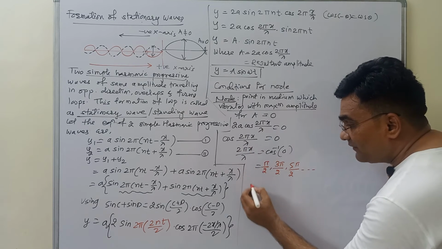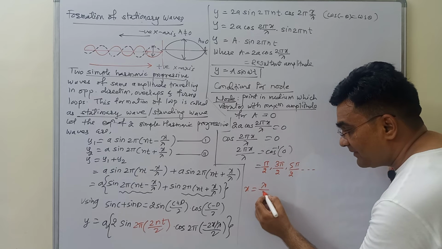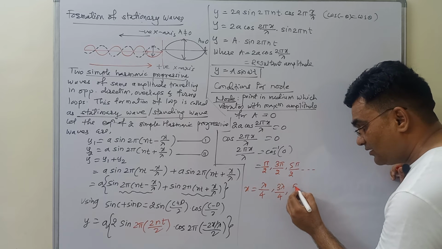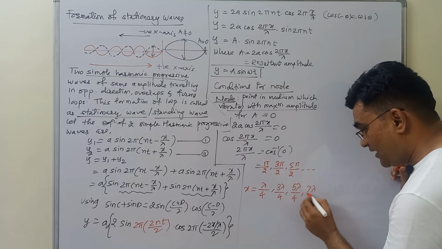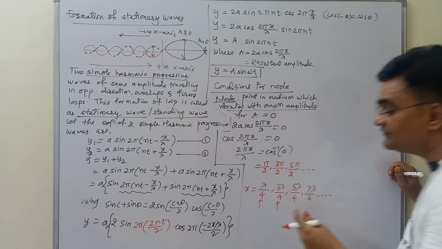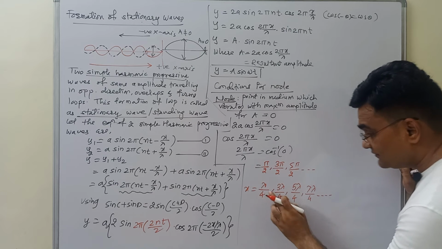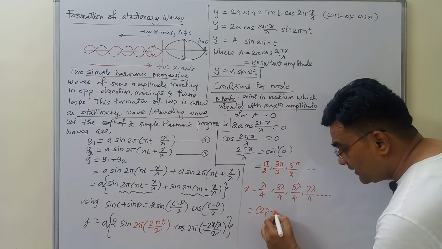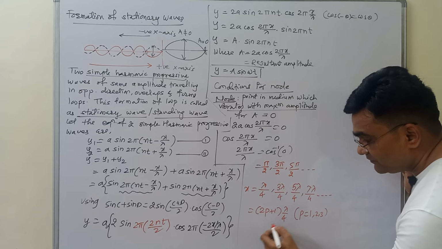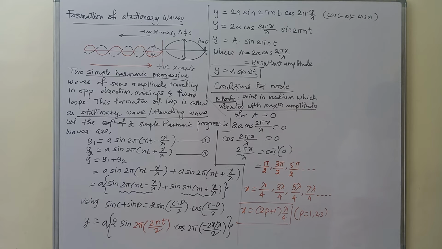So if I write the value of x from this, pi is cancelled, the 2 shifts over and lambda is multiplied. So it will be lambda by 4, then 3 lambda by 4, then 5 lambda by 4, then 7 lambda by 4 and so on. So the first node forms at lambda by 4. They are all multiples, so x equals (2p plus 1) into lambda by 4, where p equals 0, 1, 2, 3 and so on. This is the condition for a node.